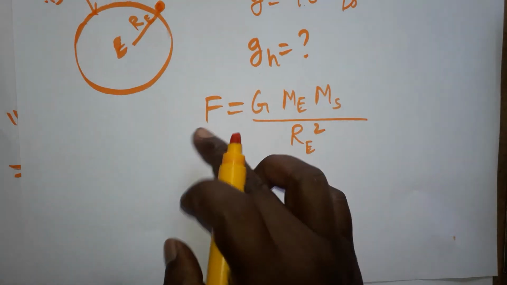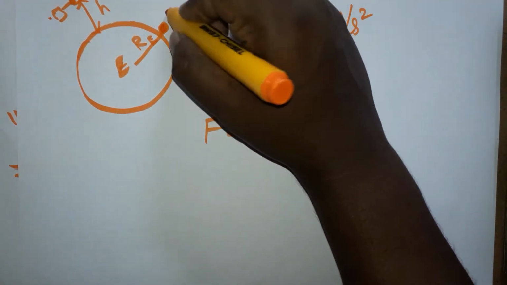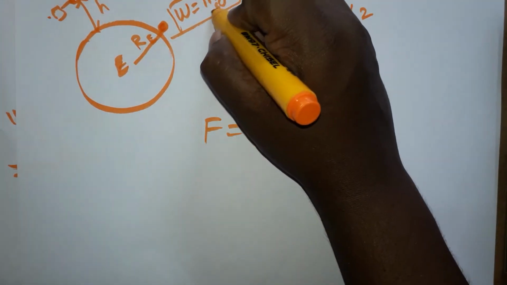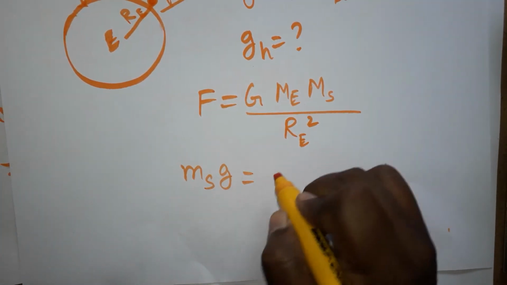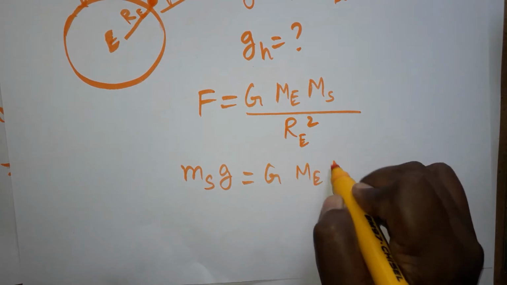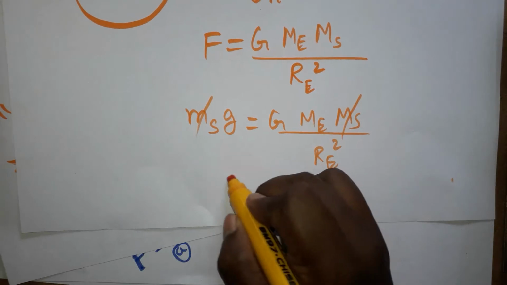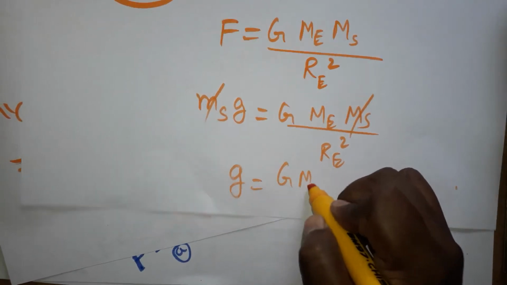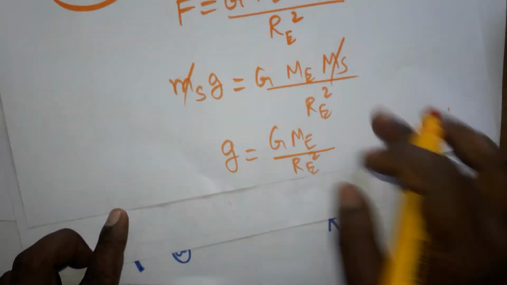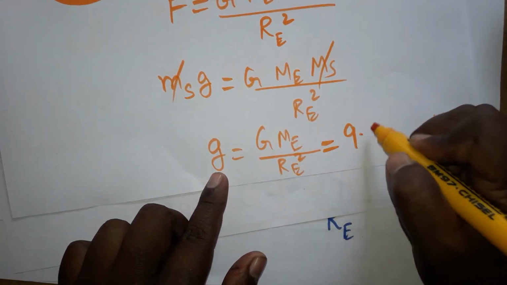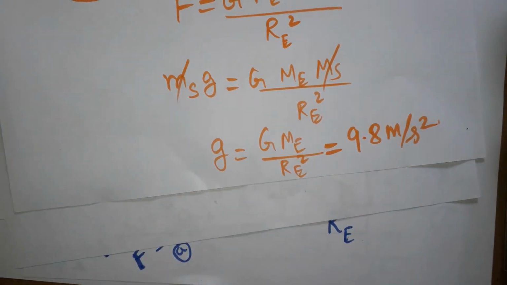I know F is equal to the weight of the satellite. Weight is equal to mass into gravity. So satellite mass times gravity is equal to G times Me Ms divided by Re square. Ms gets cancelled. So small g is equal to G times Me divided by Re square. This full calculation gives 9.8 meter by second square. Small g has this much value on the surface of the earth.